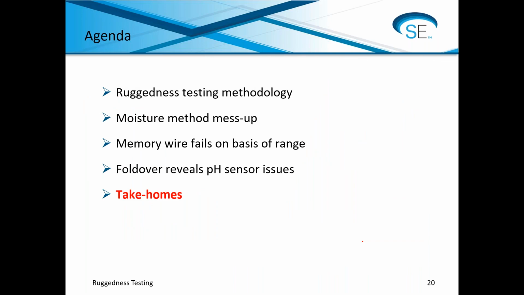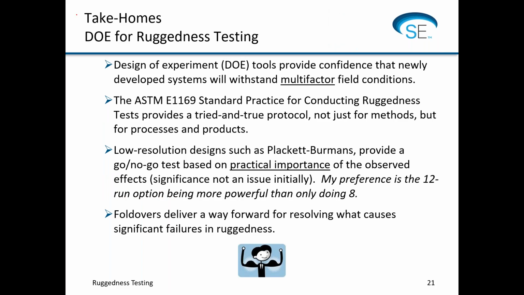Okay, so the take-homes from this presentation are that the multi-factor tools that you use for design of experiments are going to be very useful for ruggedness testing, where oftentimes the failure is caused by combinations of things and not by one or another alone, but together is what causes the failure. The protocol that's provided by ASTM E1169 Standard Practice for Conducting Ruggedness Testing is very valuable, not only for the methods that it was developed for, but also for process and product development, or any kind of a system.